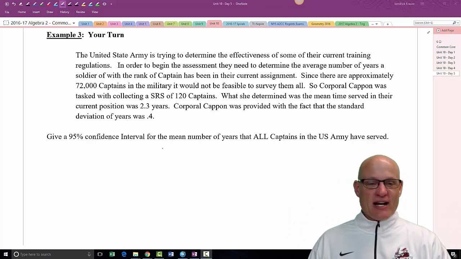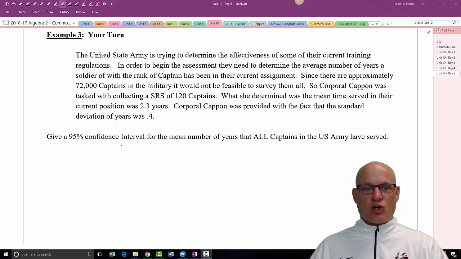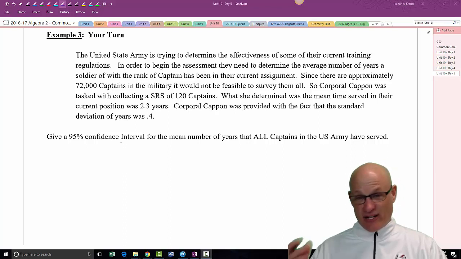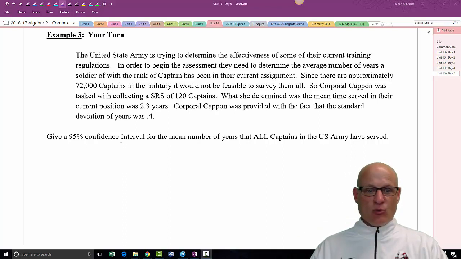Hopefully you paused it. The United States Army is trying to determine the effectiveness of some of their current training regulations. In order to begin their assessment, they need to determine the average number of years a soldier with the rank of captain has been in their current assignment. Since there are approximately 72,000 captains in the United States Army, it would not be feasible to survey them all. So Corporal Capon was tasked with collecting a simple random sample of only 120 captains.